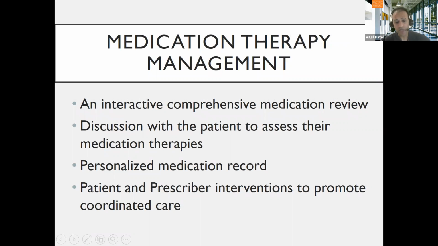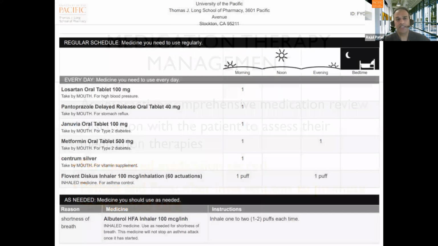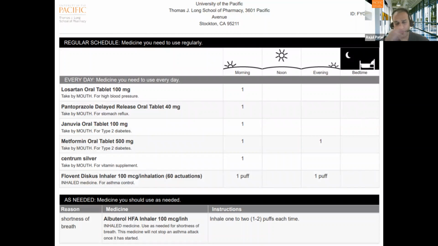So as part of the services that we provide during this medication therapy management, it's everything that you see on the screen here. And I want to specifically highlight 2 services: the personalized medication record and the prescriber communication, to promote coordinated care. This is an example of what we will provide you. So we have all of the medications that you're taking, in simple language. You can see losartan, take by mouth for high blood pressure.